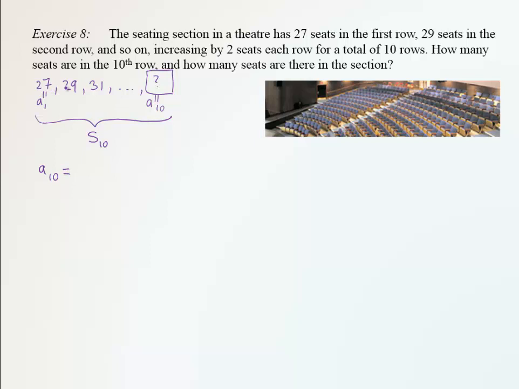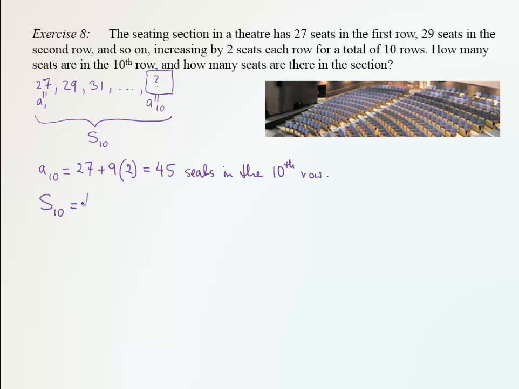A10, since this is arithmetic sequence, we follow the formula for the general term. It is the first term, which is 27, plus 10 minus 1, which is 9, times the common difference, but the common difference is 2. So that wasn't too difficult. We have 18 plus 27, which gives us 45. 45 seats in the 10th row.